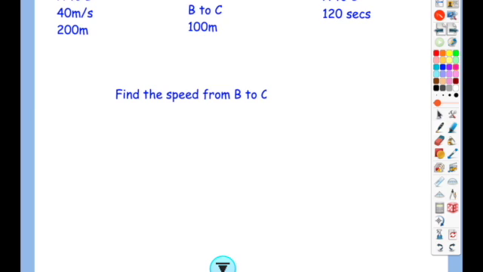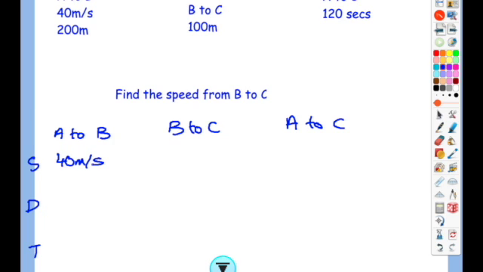Okay, guys, right, let's have a look then. So, find the speed B to C. So, first step should always be to draw out our table. So we can have A to B, B to C, and A to C. And again, we've got our speed, our distance, and our time. Fill in everything you're given. So we've got 40 meters per second and 200 meters. We've got a 100 meter distance from B to C, and I've got 120 seconds for A to C. Now I want to find the speed B to C. So this one in here is what I'm after again.